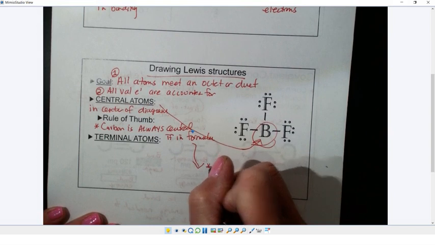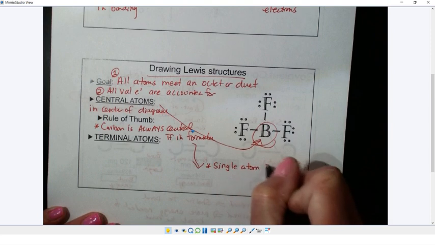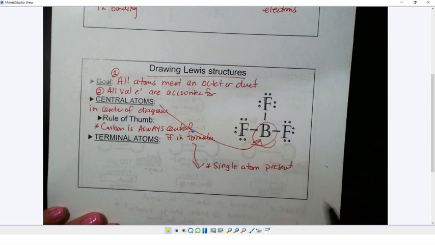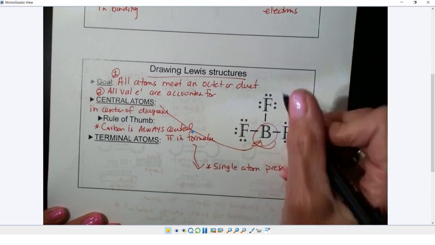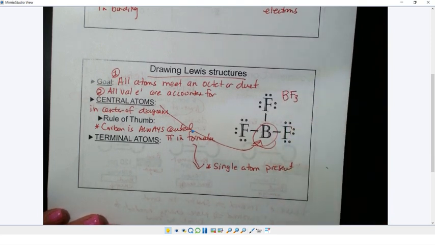You can also go by the single atom that is present. So like up here, my formula would be BF3. So my single atom is boron, right? I have just a single atom of boron. So if carbon isn't present, that's one way you can look at it. You can look at the formula, and whatever the very single atom is, the lone atom, is going to go in the center.